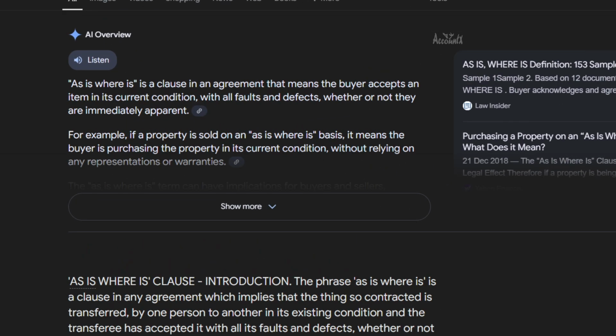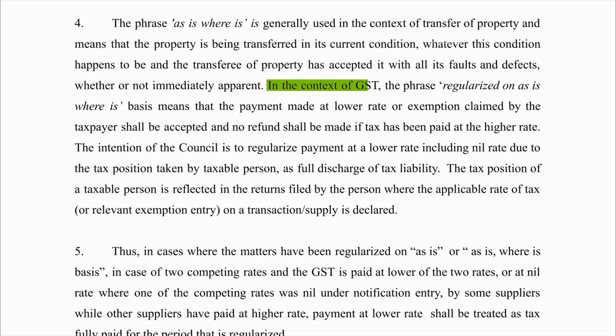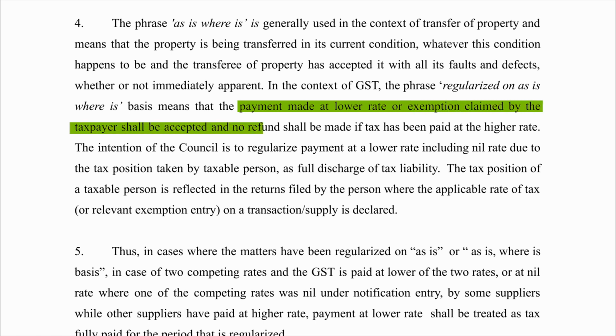First, let's understand the meaning. If you Google, in the context of an item being sold, it's the current condition with all faults and defects, whether or not immediately apparent. And in GST, as per the circular, it essentially means that the payment made at lower rate or exemption claimed by the taxpayer shall be accepted and no refund shall be made if tax has been paid at the higher rate. Why no refund? We'll talk about this in the end.